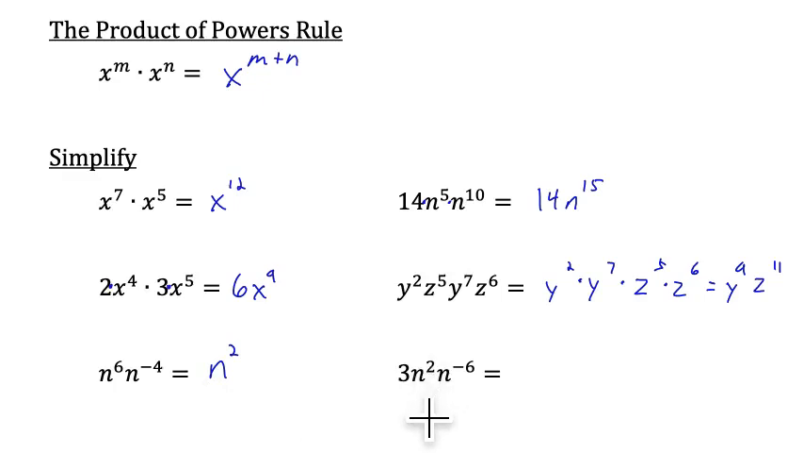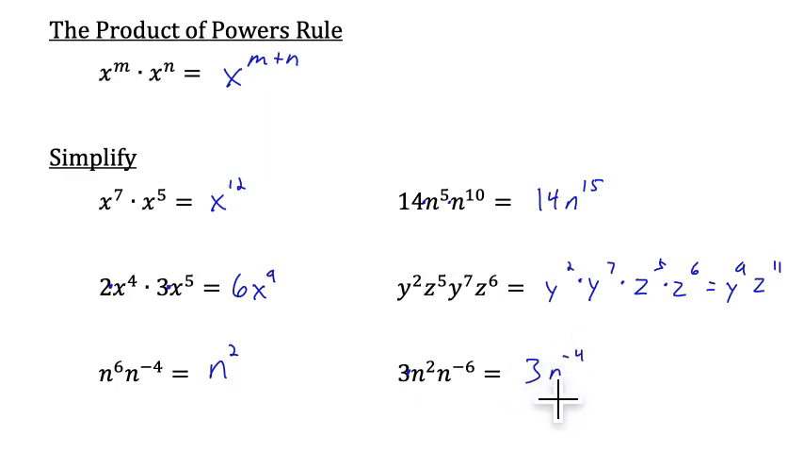Now this one's a little more complicated. Now the 3, you remember, has nothing to do with the exponents. It's just a coefficient out in front. So we'll use the exponent rule on these n's. So 2 plus negative 6 is negative 4. So this would be 3 times n to the negative fourth power.